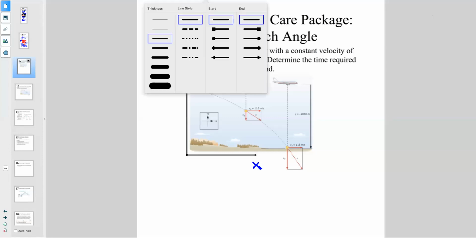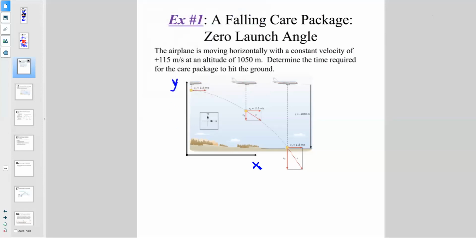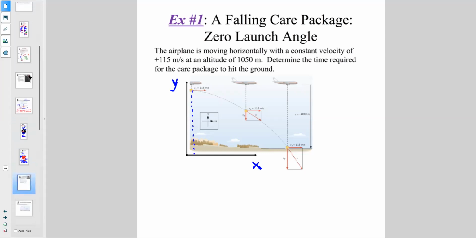So what I have here is that this package is exactly the same as if it was freely falling. So the time that is required for this package to get to the ground will be just the same time as if it was just falling down from the sky, freely falling. So they will have the same timing. If you want to know what I'm talking about, remember this.